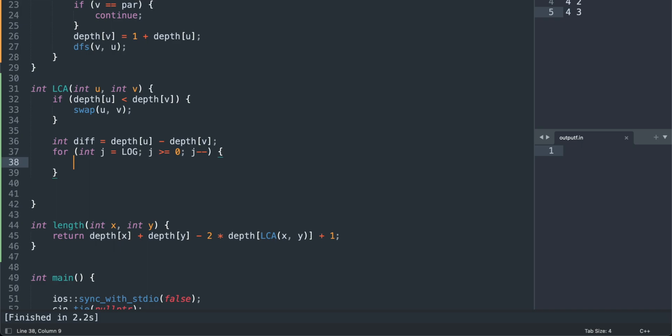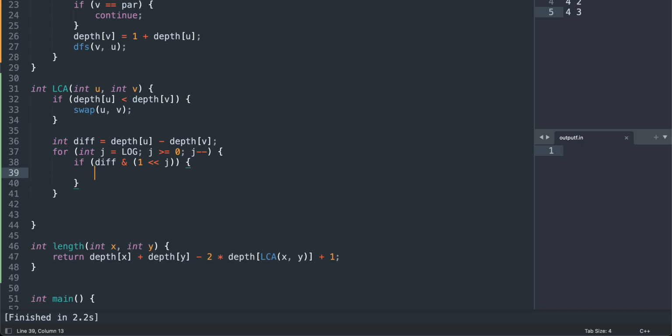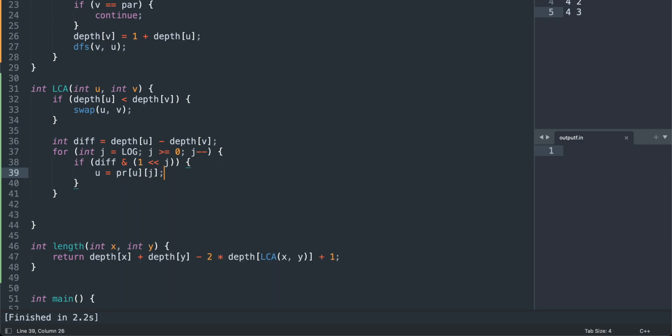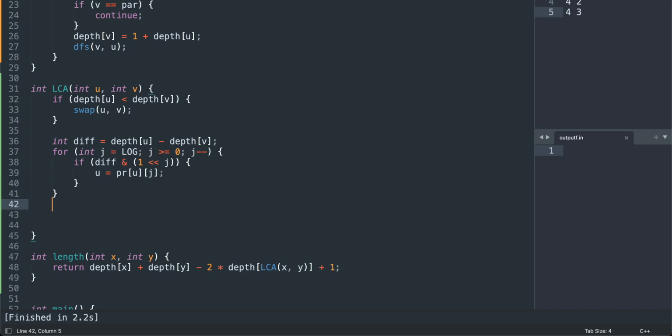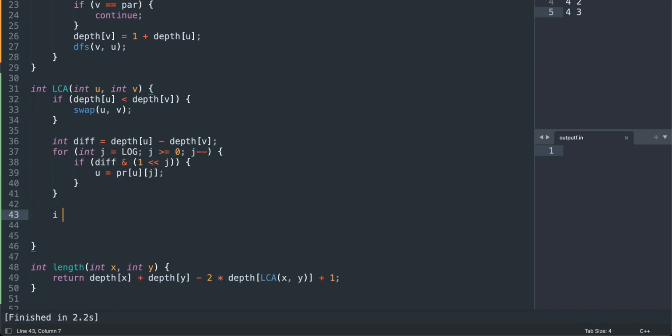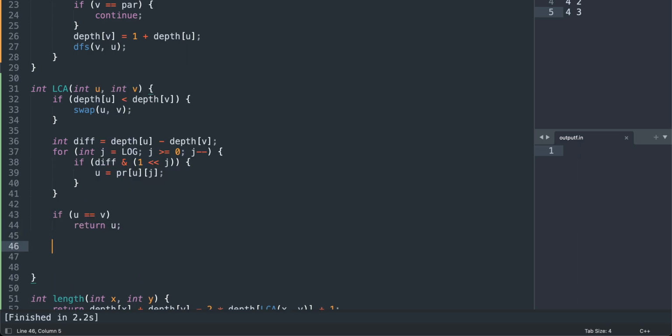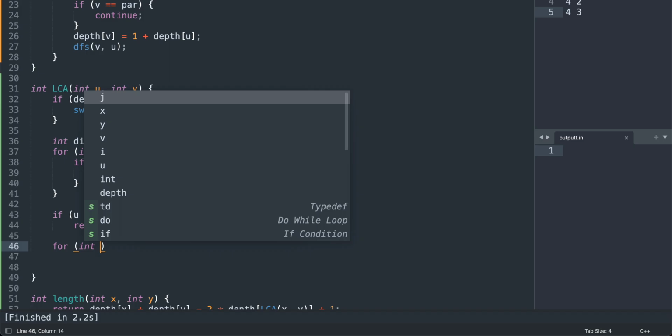Okay, let's take a jump of 2 raised to j steps if and only if this bit is set. If this bit is set, we can take a jump of j steps. Okay, that means my u will become the 2 raised to jth parent of u. Okay, after this, what if u and v are equal, we can return u as the direct parent. Otherwise, let's take the jumps.